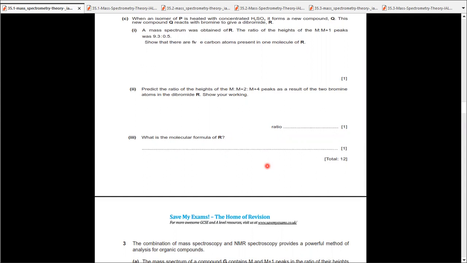When an isomer of P is heated with concentrated H2SO4, it forms a new compound Q. This new compound Q reacts with bromine to give a dibromide, R. A mass spectrum was obtained of R. The ratio of the heights of M and M plus 1 peaks was 9.3 and 0.5. Show that there are 5 carbon atoms present in one molecule of R.